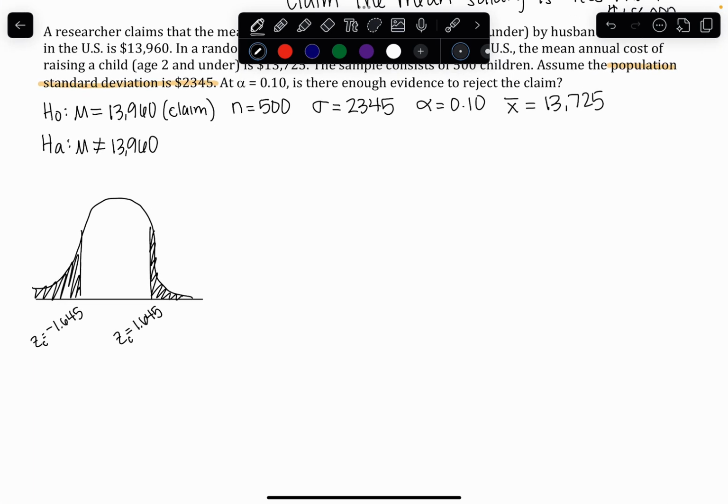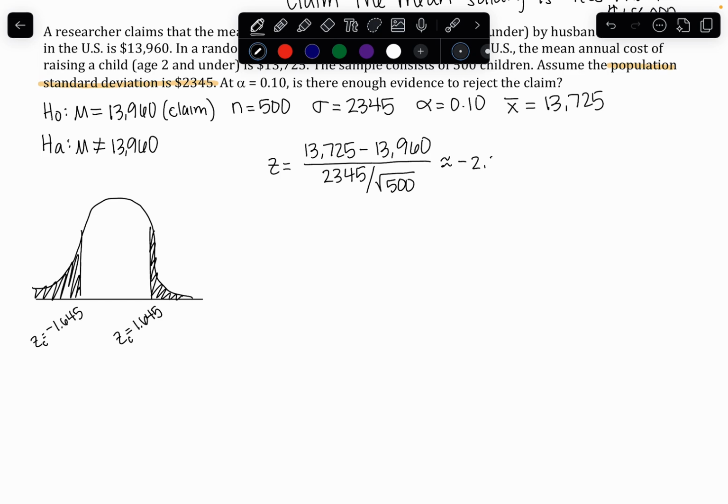All right, so now we're going to find our standardized test statistic. So Z equals, we're going to do X bar, so 13,725 minus 13,960 divided by 2,345 divided by the square root of 500. Okay, plugging that in your calculator. And remember, we're always going to round to our nearest hundredth because we're looking at z-scores. And we should get approximately negative 2.24.